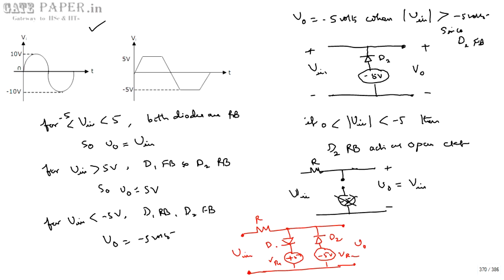If you give a sinusoidal signal with 10 volts peak as input to this circuit, at that time you will get the output voltage as shown. This output voltage you will get. Okay, thank you.